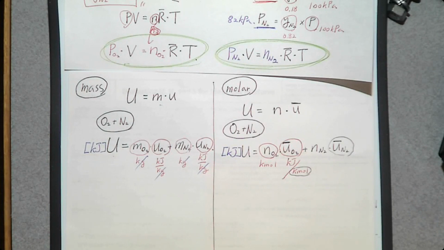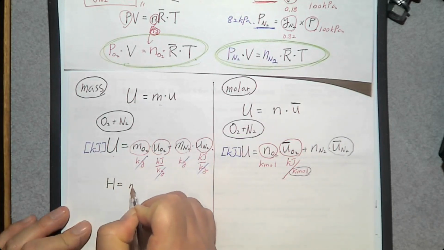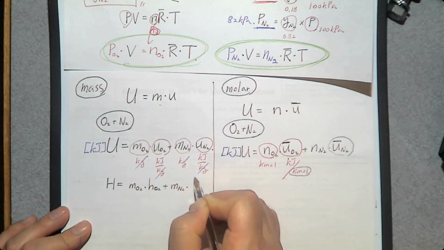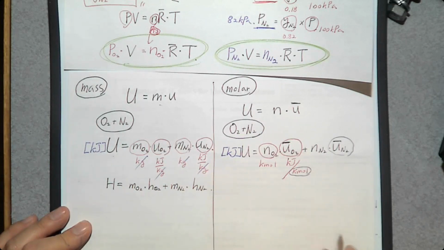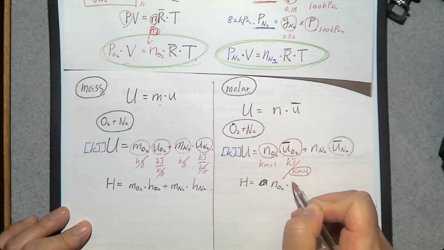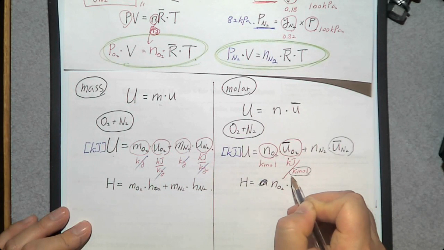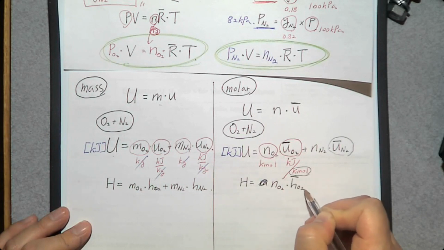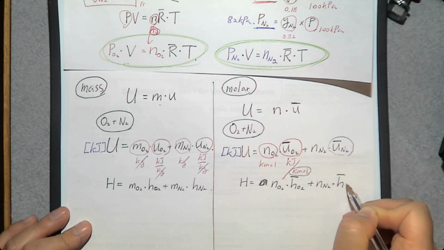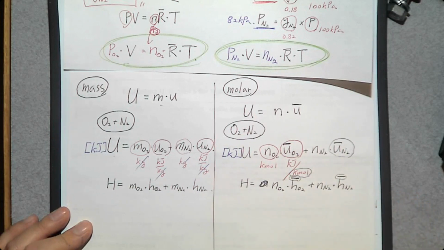Okay? If it is enthalpy, same thing. H is going to be mass of oxygen times specific enthalpy of oxygen plus mass of nitrogen times specific enthalpy of nitrogen. What about here? H is going to be the number of moles of oxygen times specific enthalpy on a molar basis. So I'm going to add a bar for oxygen plus the number of moles of nitrogen times specific enthalpy of nitrogen. So I'm adding these bars to show that this one is on a molar basis. What about entropy? Same thing.